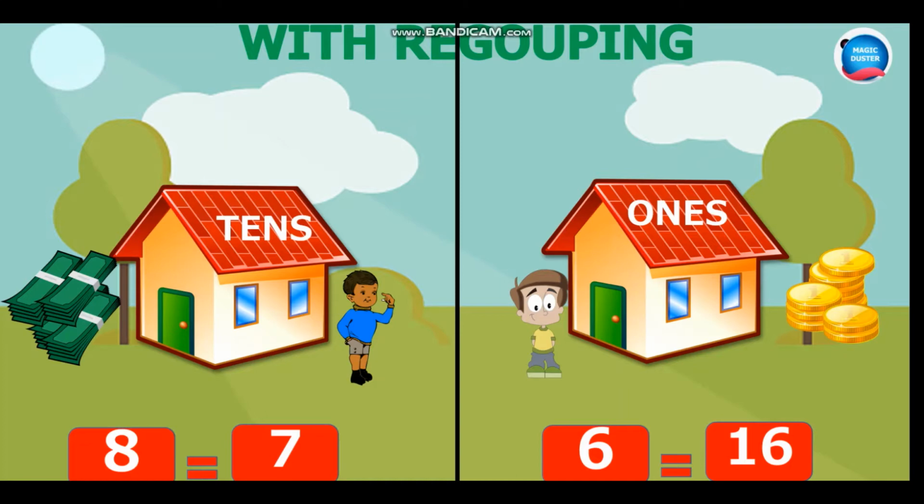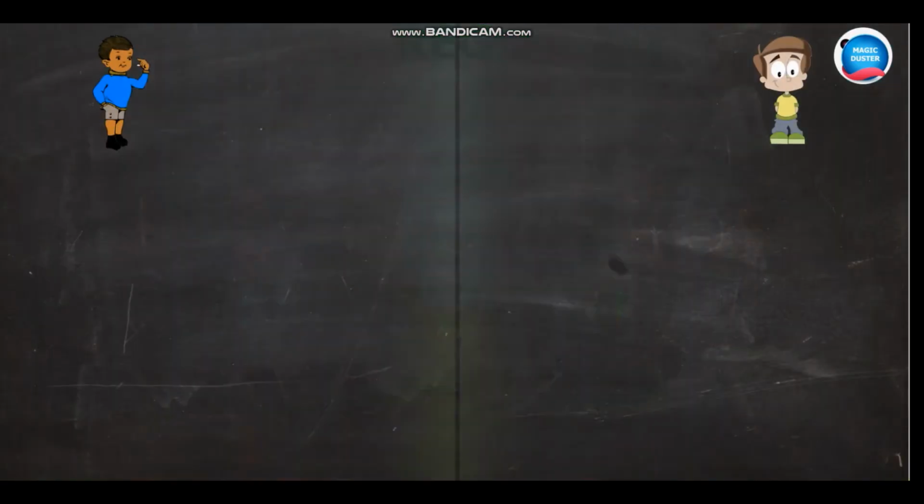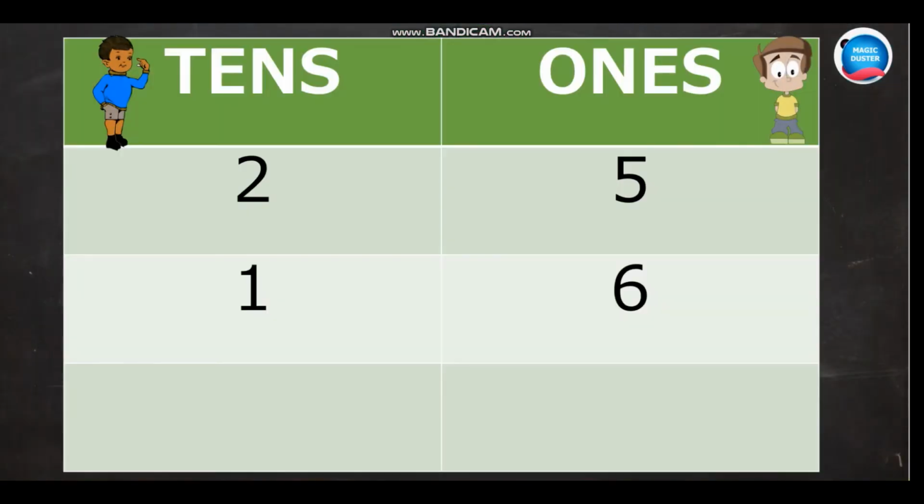Here, this is the ones column and this is the tens column. Now, I'll start with the ones column. 5 minus 6. Is it possible? No, we cannot subtract a bigger number from a smaller number. So what should I do? I should go for the borrowing method.